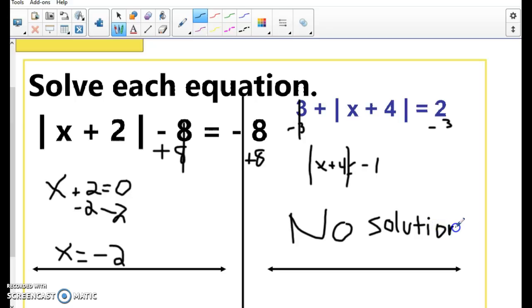So most of the questions are going to have 2 answers. There are some that will have 1 answer if your answer is 0, and there are some that will have no answers if your answer is negative, because that's not possible.